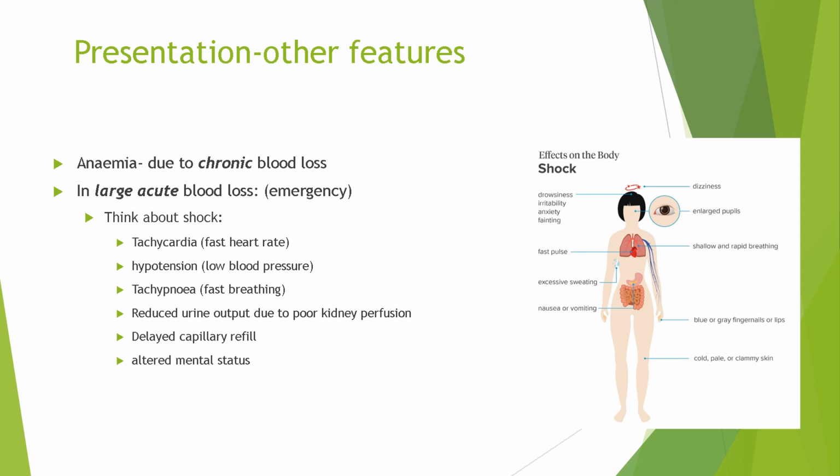Other features you may notice is anemia, which is a reduced blood count, and this is usually due to a chronic condition such as a slow-growing cancer or a large acute blood loss, which is usually an emergency, and we should think about shock, so tachycardia, hypertension, tachypnea, reduced urine output, delayed capillary refill, and altered mental state.